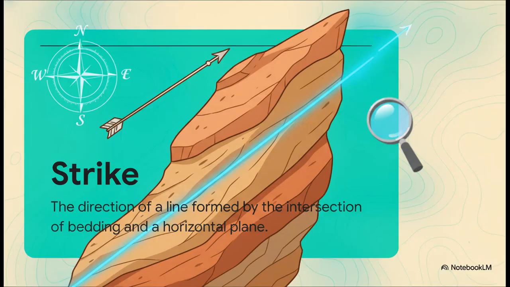The crucial starting point here is understanding strike. Imagine flooding a tilted rock face with perfectly still water. The waterline drawn straight across that tilted rock is going to be perfectly horizontal. The compass direction of that waterline, say straight north or northeast, is the strike. Simply put, it is the geographic direction of a horizontal line occurring on a tilted, planar structure.